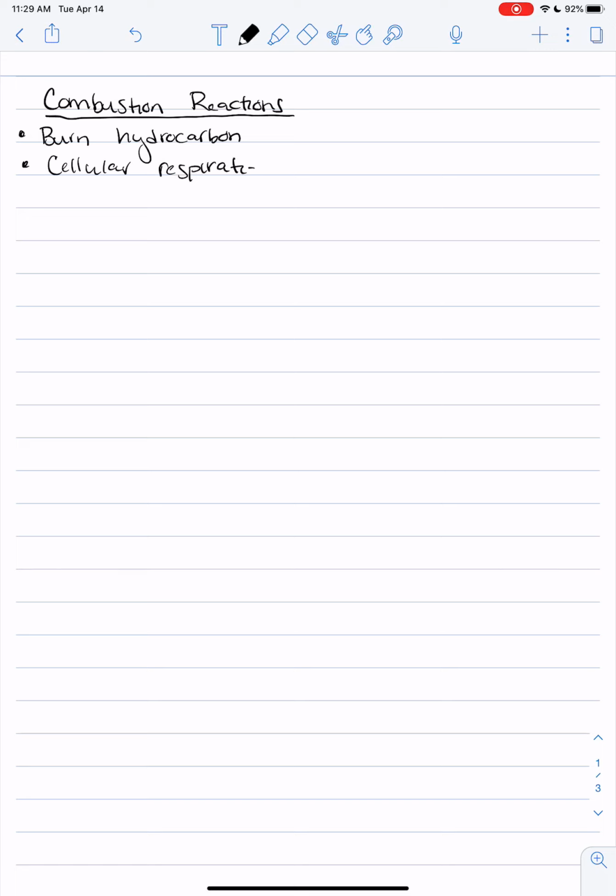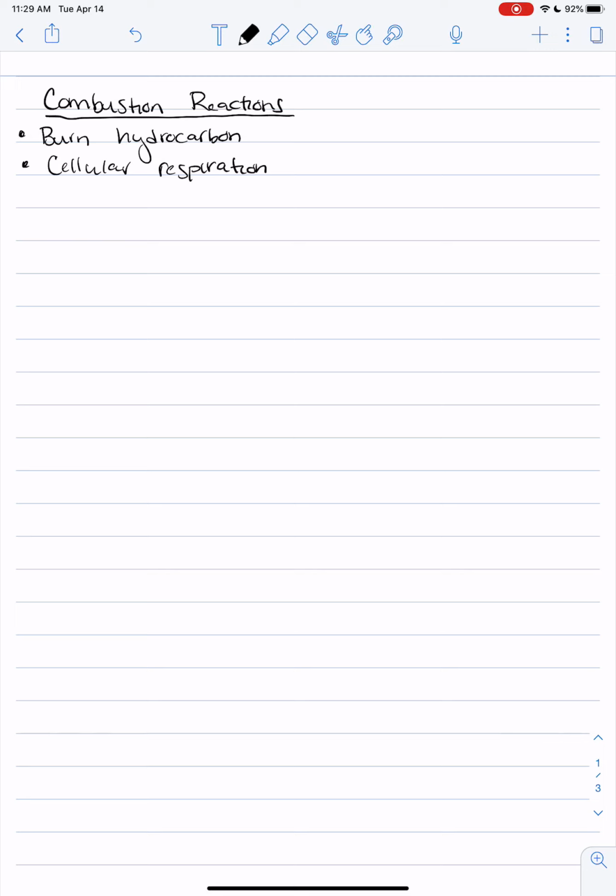So now let's move on to combustion reactions. Combustion reactions are the most common reactions using hydrocarbons, and it occurs when you burn a hydrocarbon. It also occurs in cellular respiration. Okay, if you remember from biology, cellular respiration is when you take in a hydrocarbon like glucose, and in every cell of your body, it then converts that to energy.